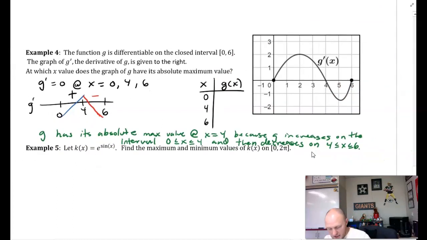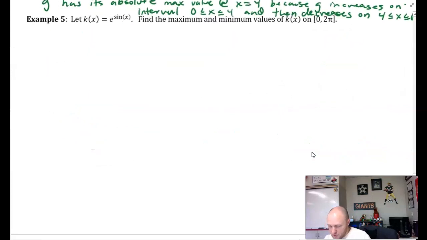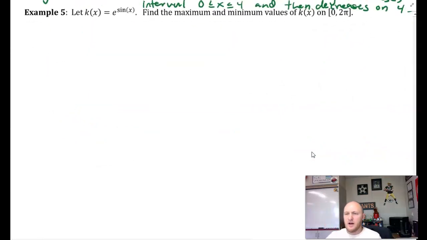All right, that is pretty much all of the new information that I have for you. I do want you to try example number 5. It's a blend with an exponential and a trigonometric function. Go ahead, pause the video, try to find the maximum and the minimum values of k of x on the interval 0 to 2 pi.